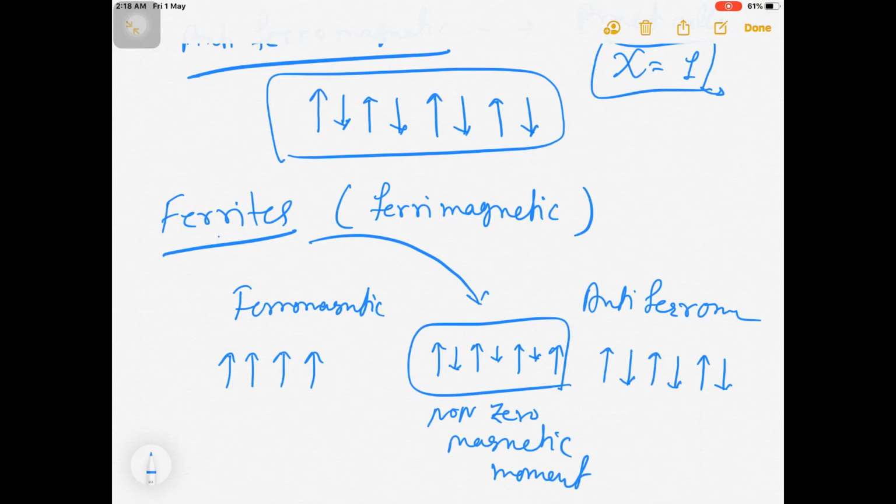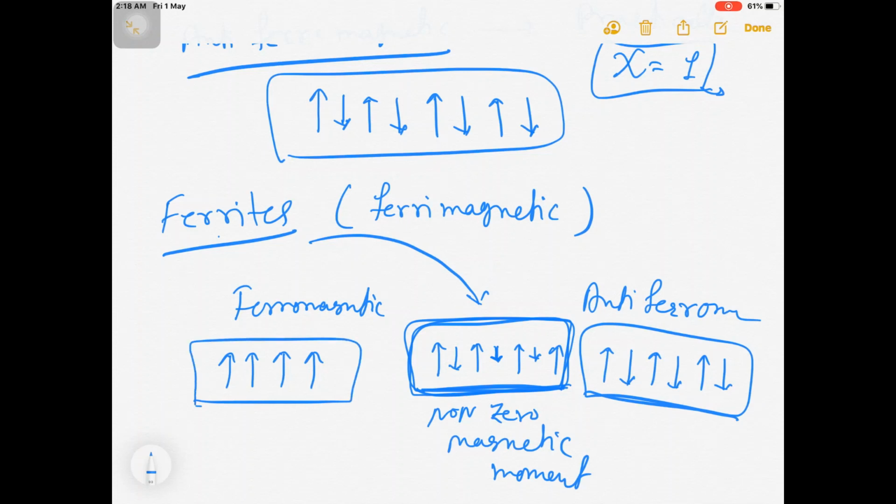So that's why I'm calling ferrites exist between the ferromagnetic and antiferromagnetic. Here the length of the arrow is representing the magnitude of magnetization. So you can see clearly and say that in this situation net magnetic moment is not zero. In this situation net magnetic moment is 0. In this situation net magnetic moment is maximum. So ferrites exist between the ferromagnetic and antiferromagnetic materials.